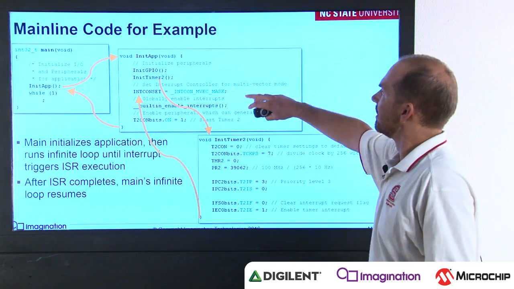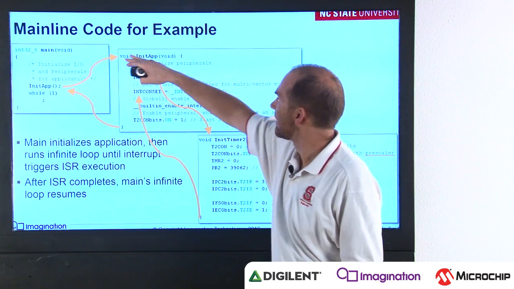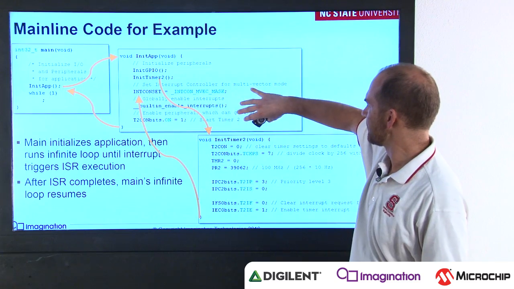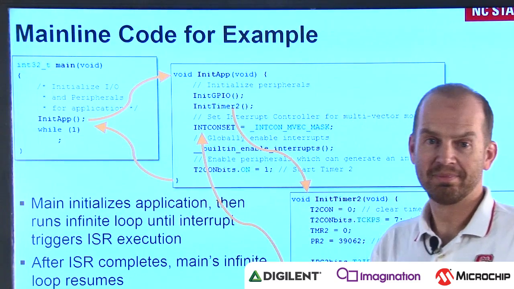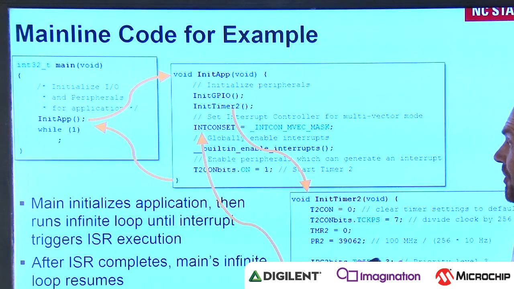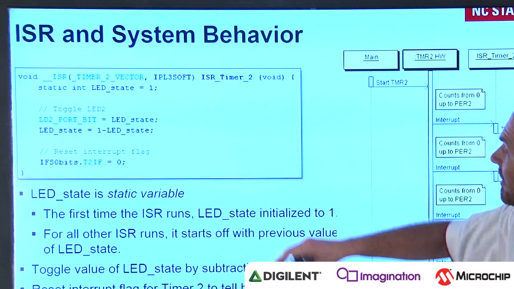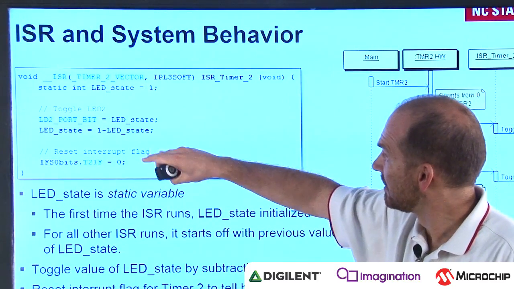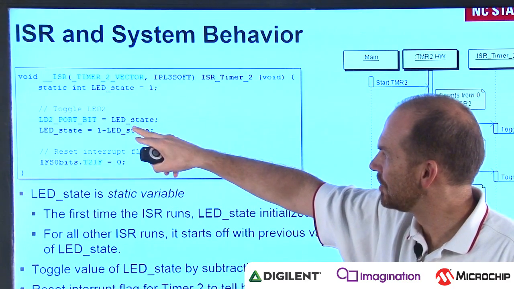So in this code, we have the main function, which calls init app, which initializes the peripherals, including the timer. Here's our while one loop that just sits there. So the main function does nothing. It's just the interrupt service routine that's going to execute. And here is the interrupt service routine, toggling the LED. So we're toggling LED 2.